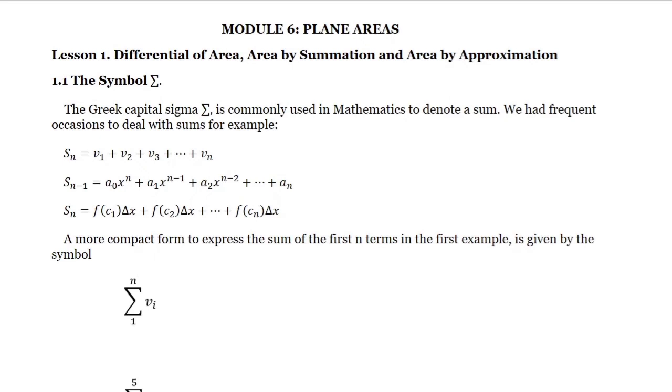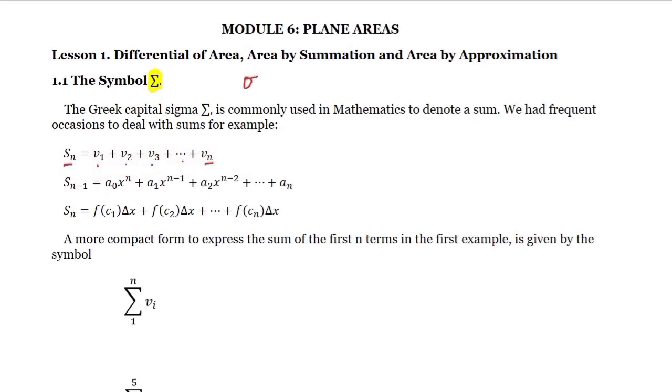So, this is read as sigma, the capital sigma. Sigma is commonly used in mathematics to denote the sum. So, the difference between the capital and the lowercase, yung naka-lowercase na sigma is written as this. So, we had frequent occasions to deal with the sum. For example, we are asked to have the sum of the number n, using the variable v. So, that's the sum of v1 plus v2 plus v3 up to the vn.